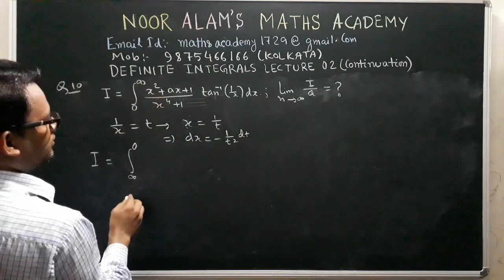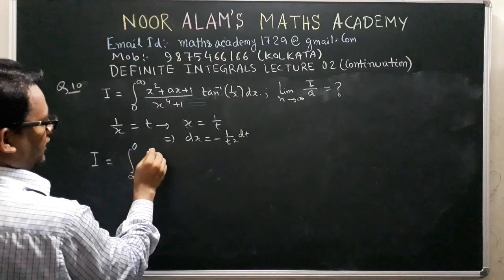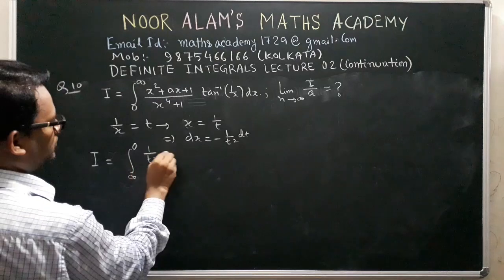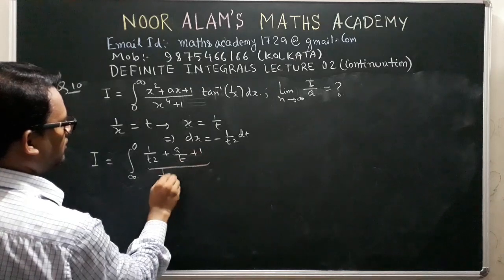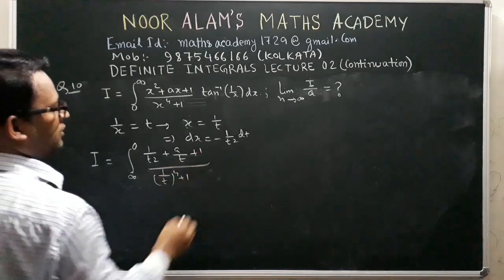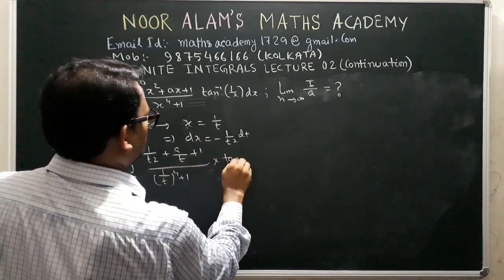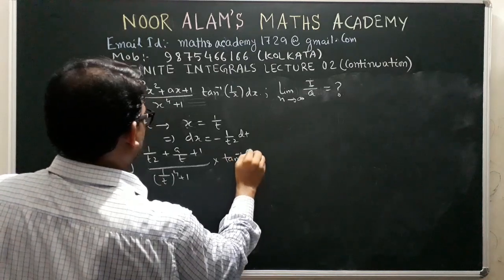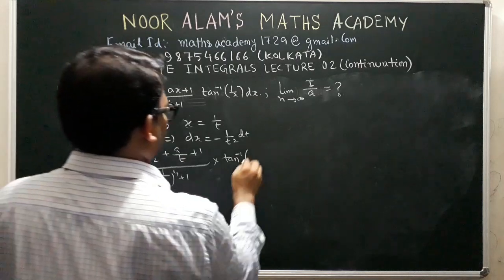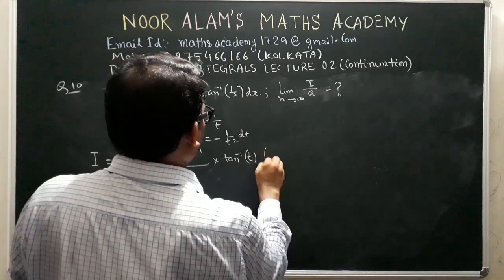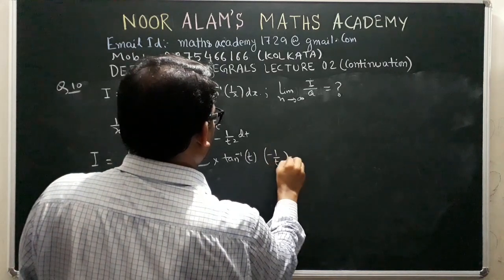Now we put x is 1 by t. So ultimately we have 1 by t square plus a by t, then plus 1, then 1 by t power 4, then 1. And here you have tan inverse 1 by t, meaning x, 1 by t means 1 by x means t, and the value of dx is nothing but 1 by t square dt.